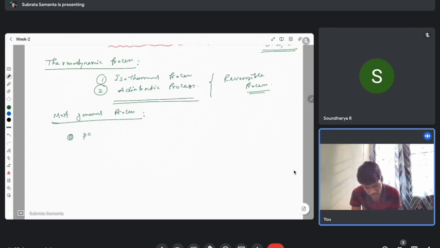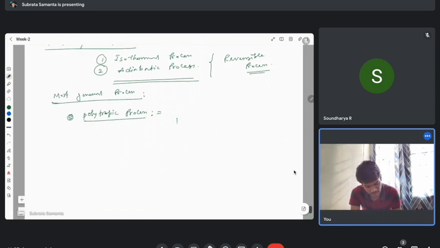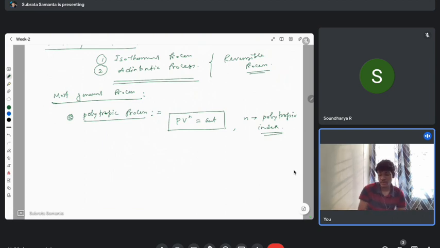So the polytropic process is the most general process. What is the polytropic process? It is PV to the power n equals constant, where n is the polytropic index.